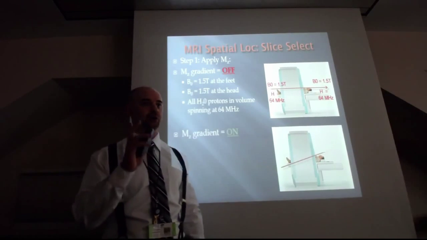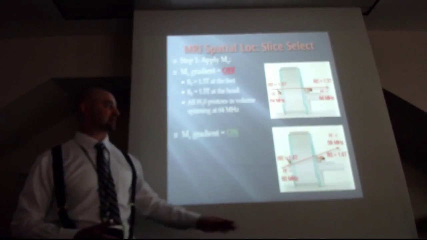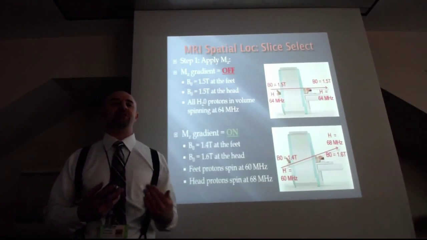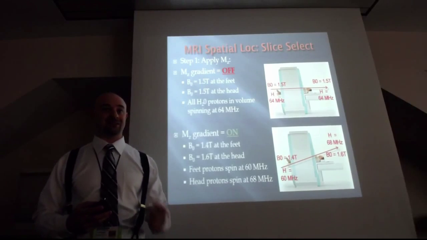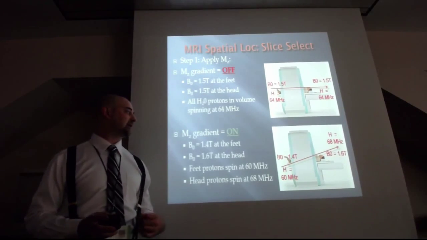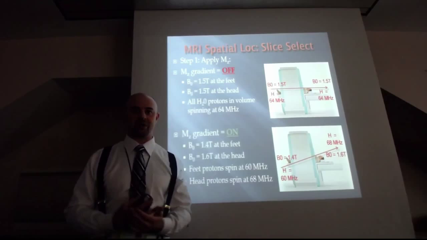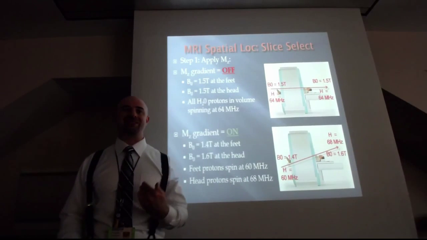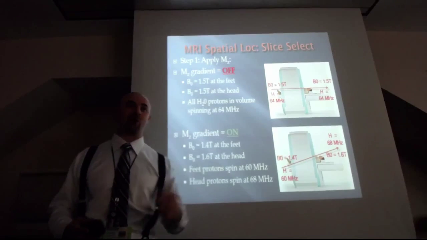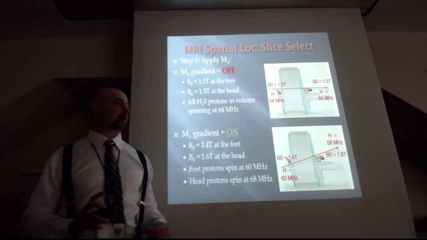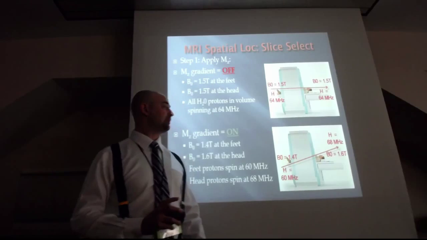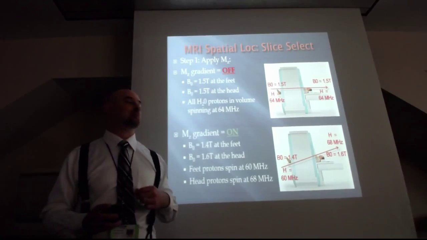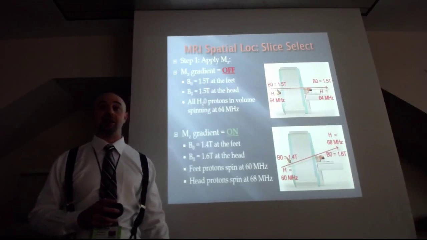Great. Now turn on the Z gradient, see what happens. So now the gradient is on. That means that B0, the effective B0 along the bore of the axis, is different and in a predictable way. Here I've made it so that it's visually easy to see. B0 is about 1.4 at the feet, 1.6 at the head. Plug those into the Larmor equation. Remember gamma, the gyromagnetic ratio, does not change. Then you'll see that the protons in the feet are precessing at 60 megahertz and in the head at about 68 megahertz.